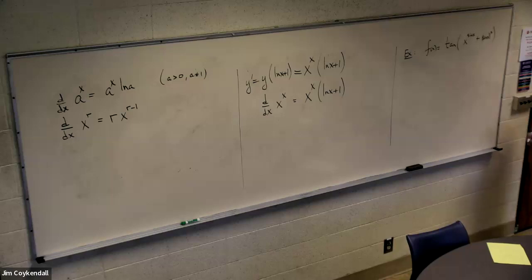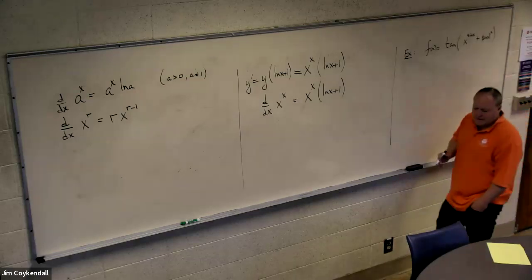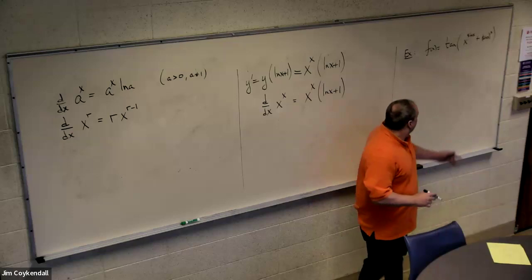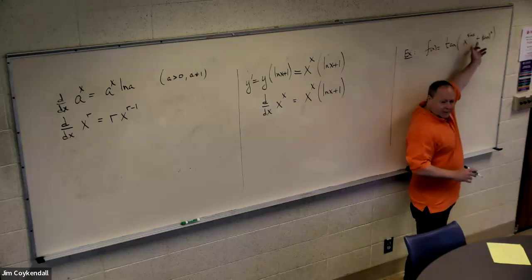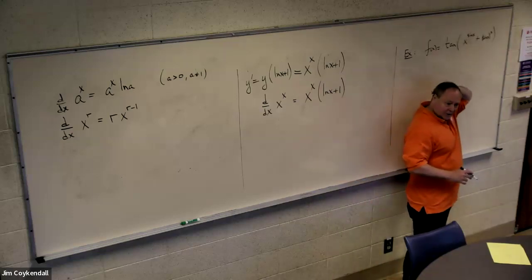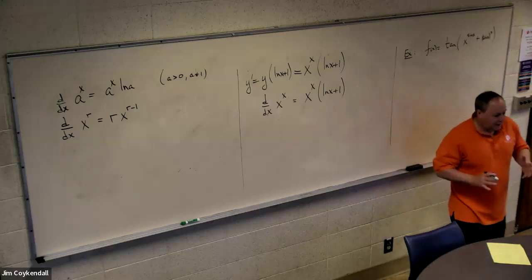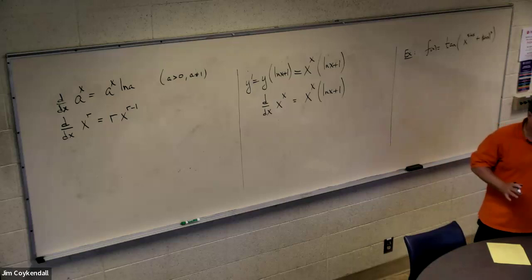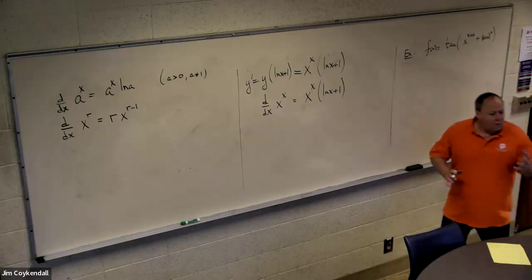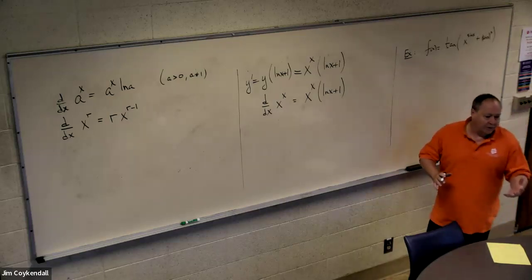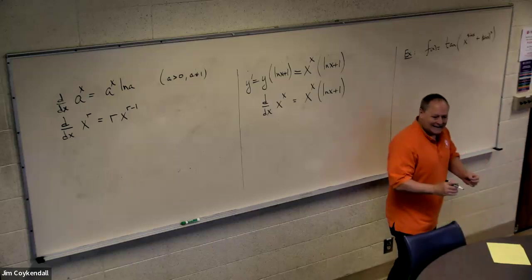this one is a bit of a mess. We have variable base, variable exponent, but they're inside the parentheses. I suggest in almost any complicated derivative problem like that, just, you know what? Don't try to shove the whole sandwich in your mouth. Take it one bite at a time.